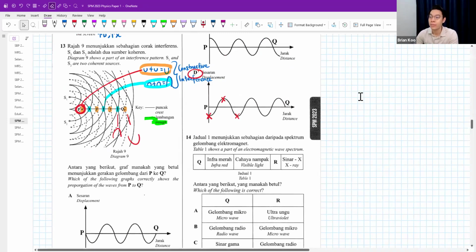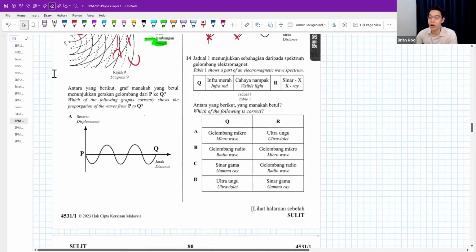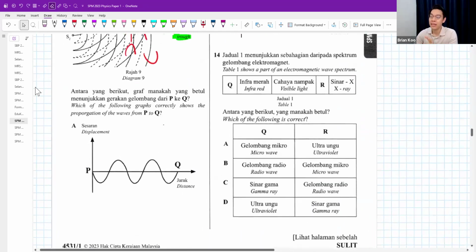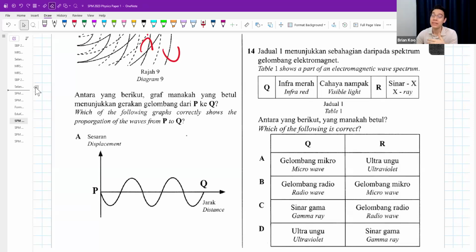Okay, number 14. Which of the following is correct? Your electromagnetic waves, you must make sure you know the order, right? And I always tell my students, you can remember: real money is very useful and extremely good. Real money is very useful and extremely good. This is how I remember. You can have your own way.